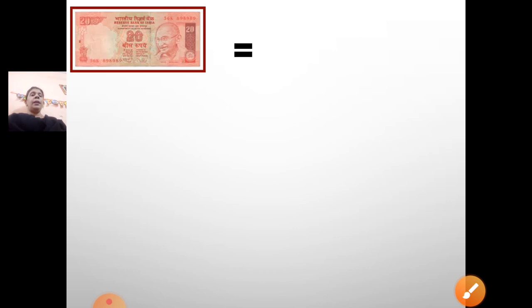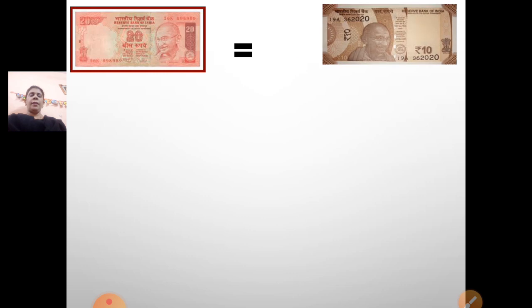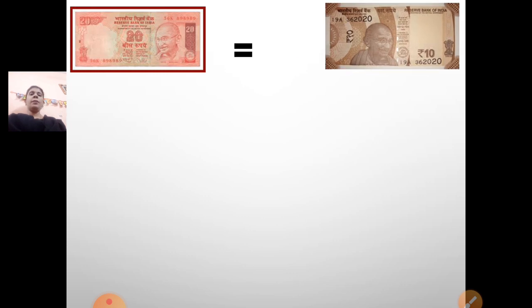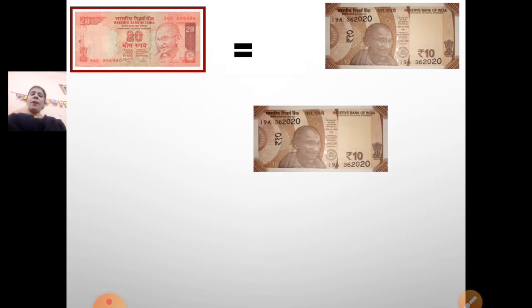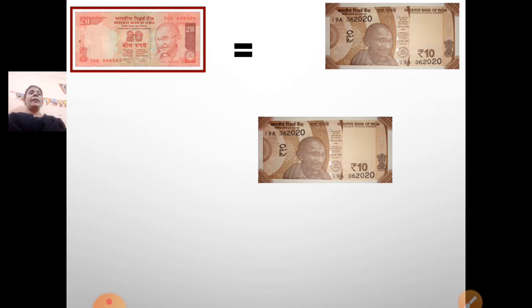Next, now 20 rupees. How are you going to make 20 rupees? Let us see which coins or currency you are going to use to make this 20 rupees. Okay, one 10 rupee note, then one more 10 rupee note. So, 10 plus 10 will be how much? 20. That means two 10 rupee notes will make 20 rupees.